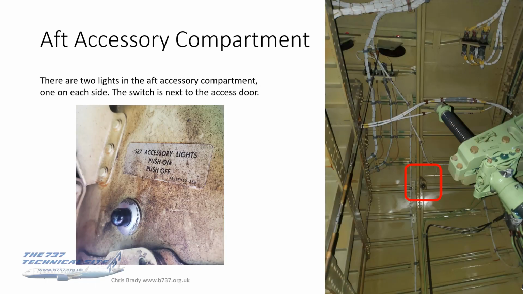The aft accessory compartment, so that's the stab jack screw there in the photo, and marked in the red box is the light. So there are 2 of these, one on each side, the port and starboard side of the aircraft, and the switch is actually next to the access door. So the switch is logically by the door. You press that as you go in, and it gives you 2 lights up there.